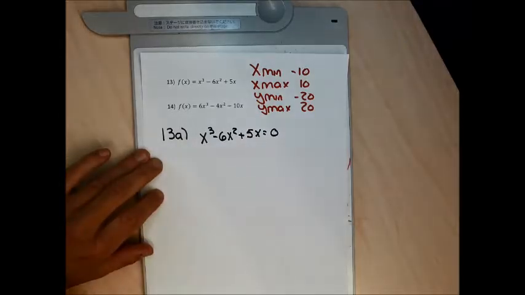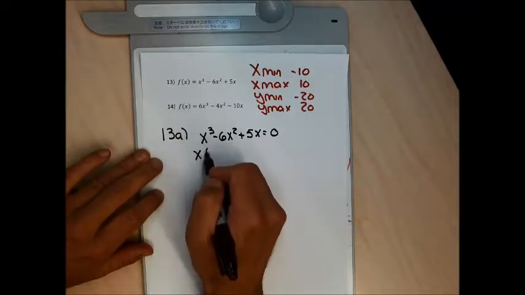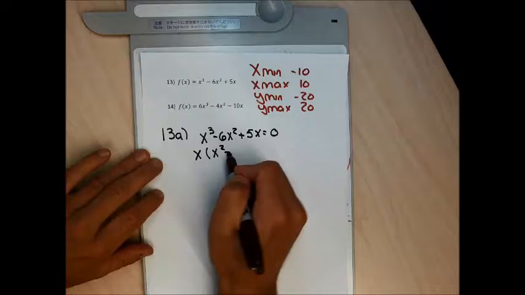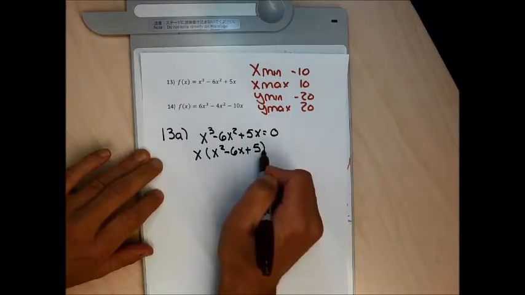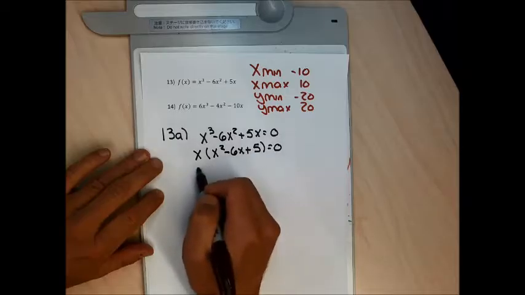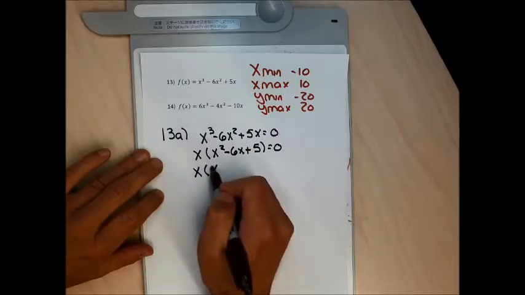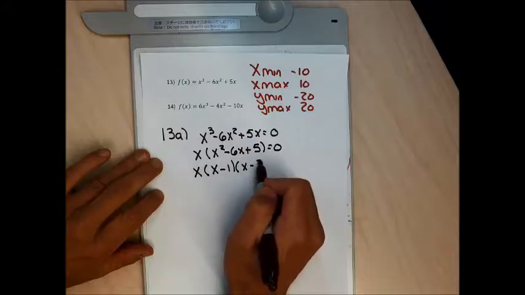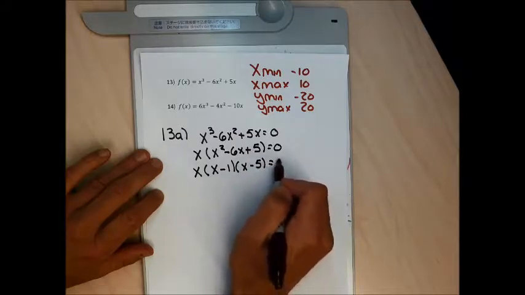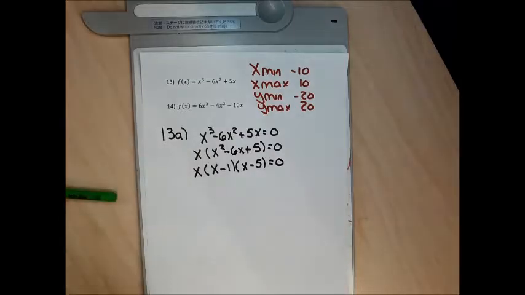I'm going to pull out a common factor of an x, and then I'm going to factor what's left in the parentheses. Hopefully your factoring skills are decent enough that you could factor this even if I factored it a little bit quick. This video is getting a little bit long, so I'm trying not to focus so much on some of the intermediate algebra stuff.